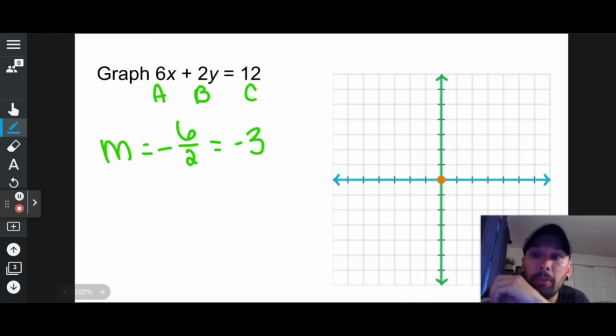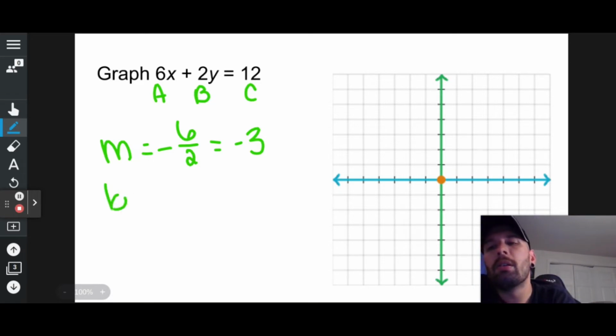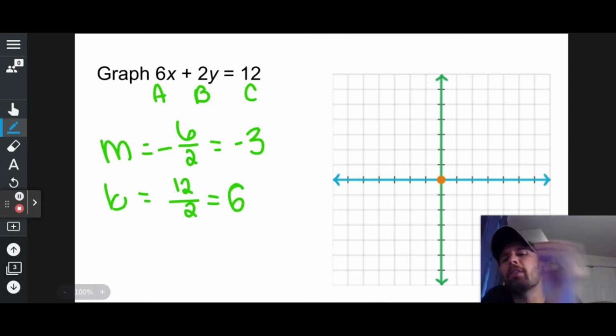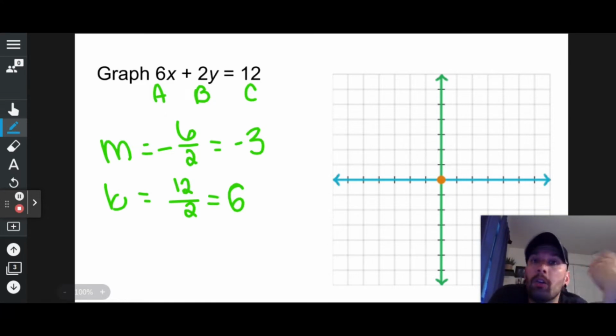My y-intercept is C over B. So C, which is 12, over B, which is 2. So my slope is 6. No, my y-intercept is 6. Dummy. Sorry. Now we can graph it. So if you're thinking, can I just solve that by subtracting 6x and then dividing everything by 2? Yes. But if you want to do these in your head, which I can, I don't need to do that. I can just memorize a few letters and I'm in good shape.